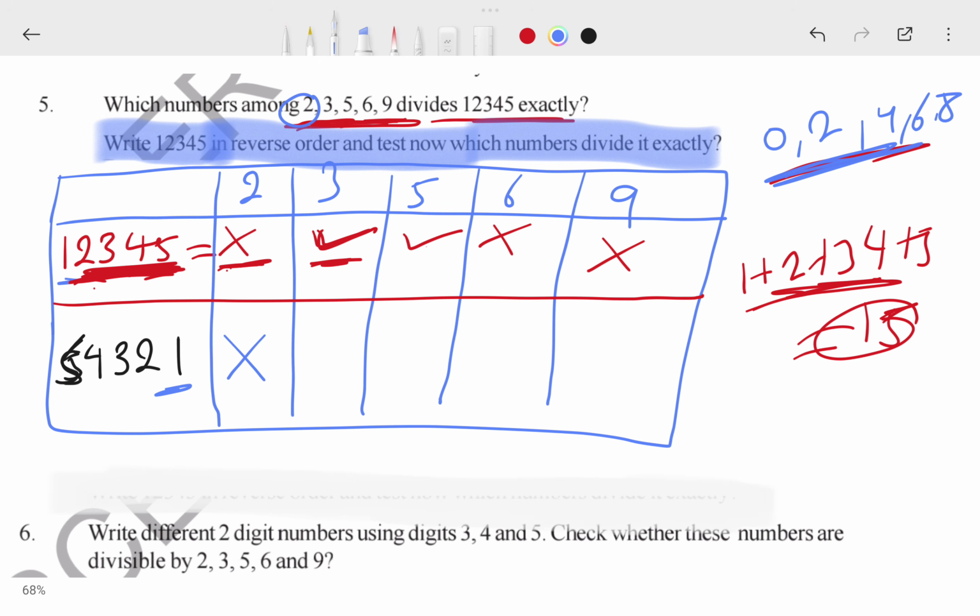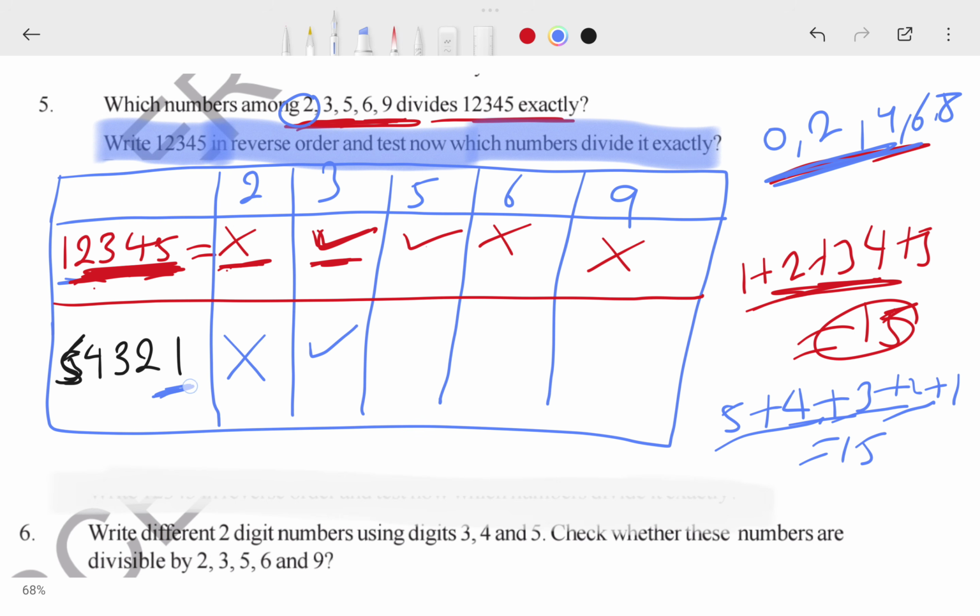For the 3, let's add this one. If you add 5 plus 4 plus 3 plus 2 plus 1, then 9, 9, 12, 12 plus 2, 14, 14 plus 1, that's going to be 15. In the 3 table, are 15 there? Yes, 15 is there. So it is divisible by 3.